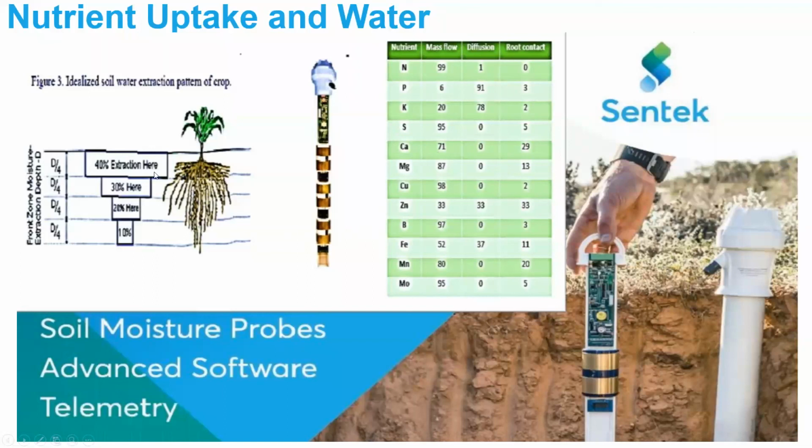On the left-hand side here, we'd like to show that all plants have a similar pattern in regards to extraction zone. So 40% happens in the top quarter of the root zone profile, and then 30%, 20%, and 10%. So we can really estimate that 90% of all water taken up by crops will happen within the top meter of the soil.